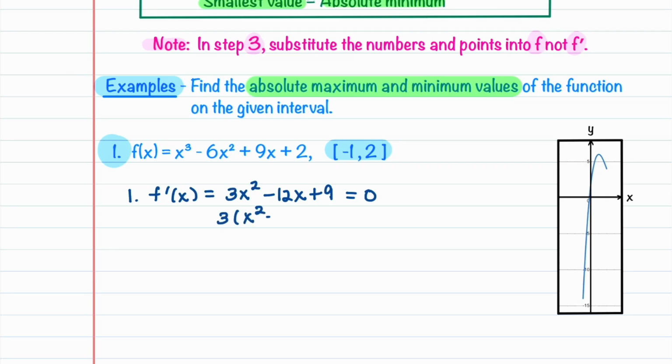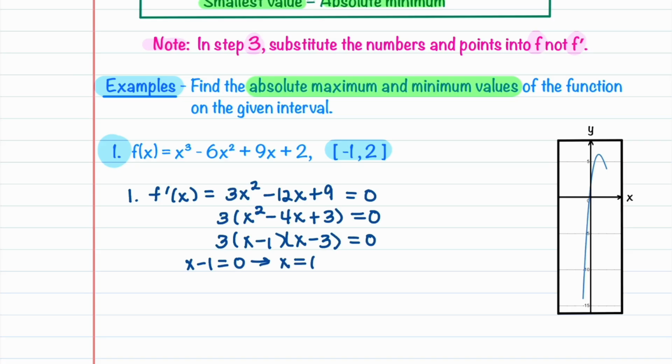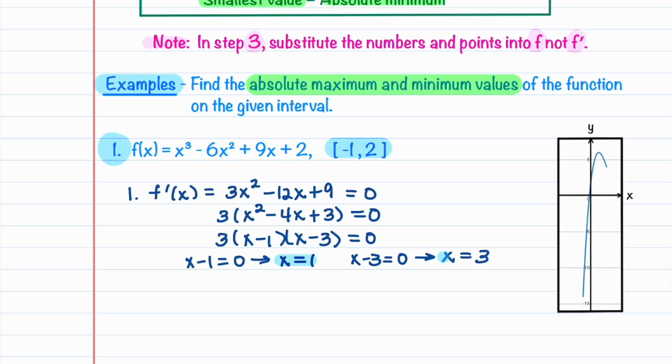So this is x squared minus 4x plus 3 equals 0, and we can factor this as (x minus 1)(x minus 3). We set x minus 1 equal to 0 and we get x equals 1, and then we set x minus 3 equal to 0 and we get x equals 3. x equals 1 and x equals 3 are the critical numbers.